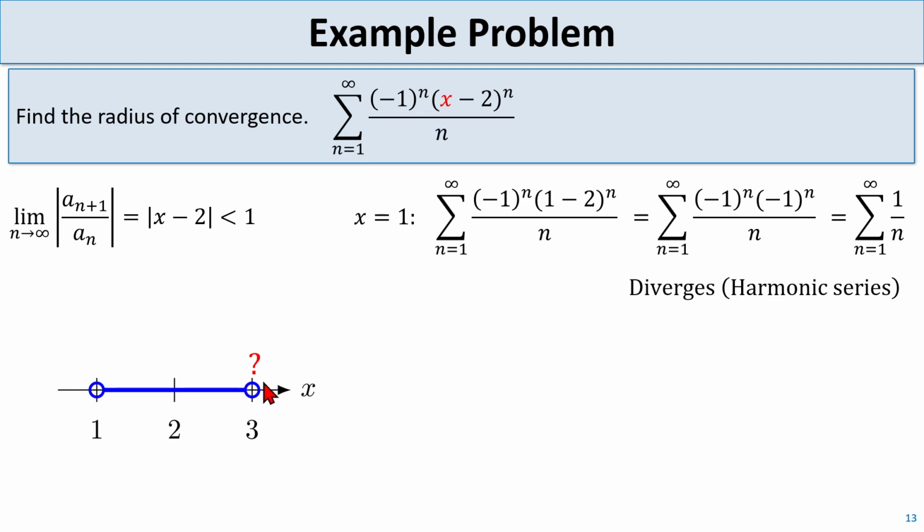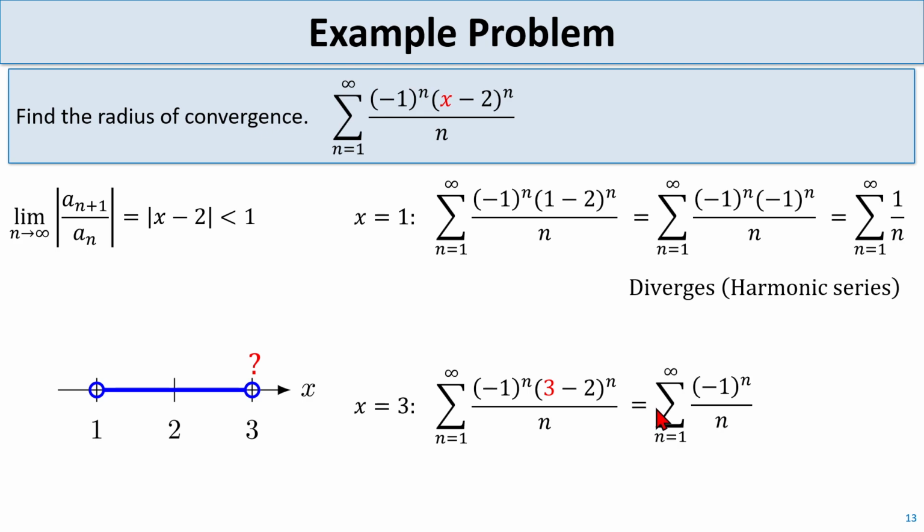We need to check x equals 3 separately. Replace this x with 3. Now I have 3 minus 2 in the parentheses. That's just 1, and 1 to any power is still 1. So this simplifies to the infinite series of negative 1 to the n over n. And that series converges by the alternating series test.